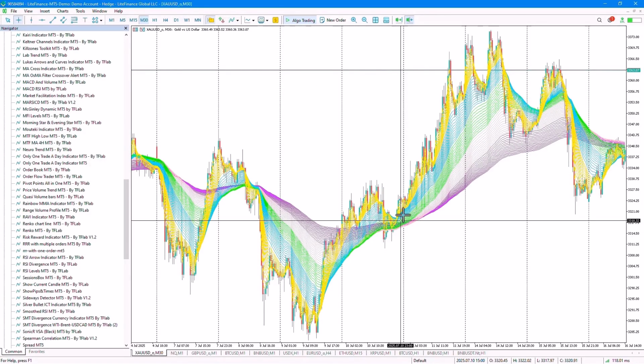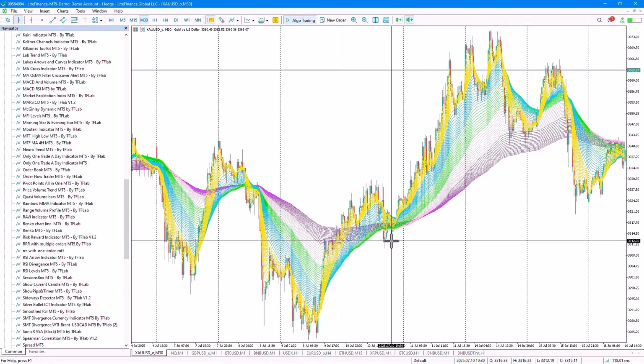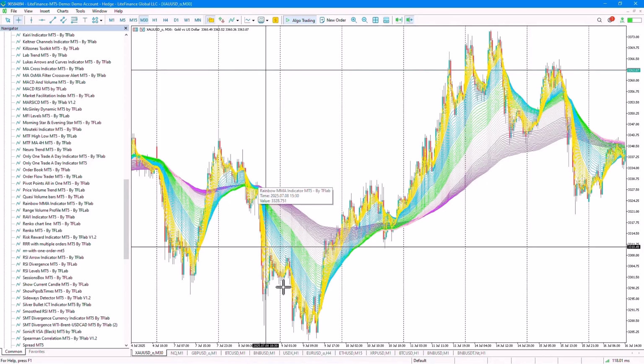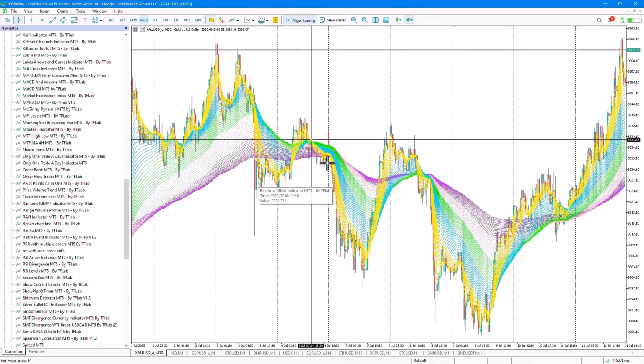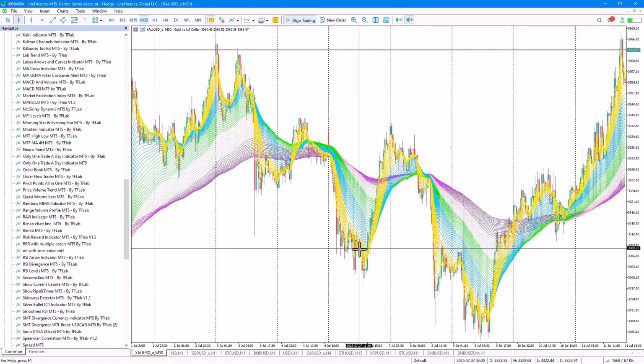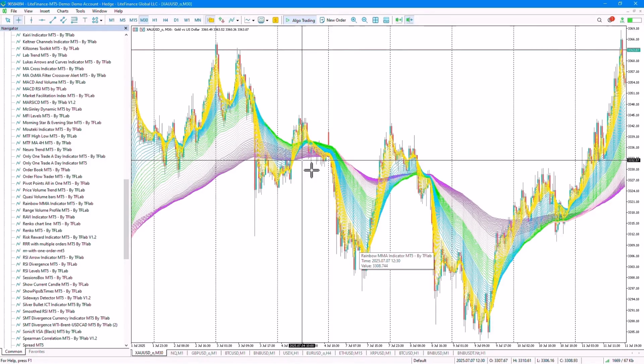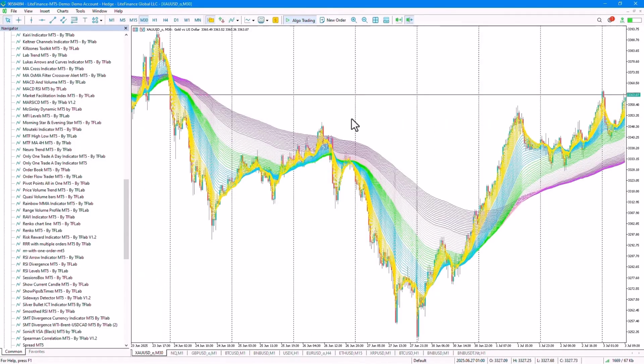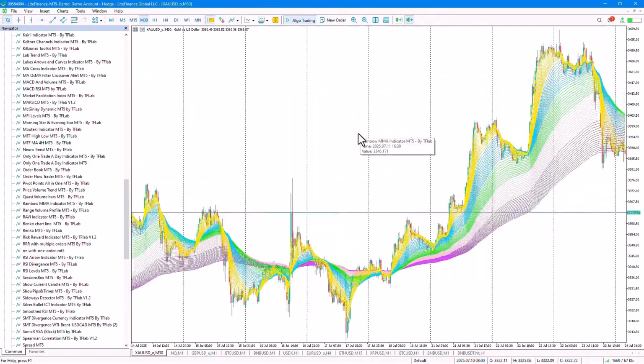But in other areas, we see that with a cross and a pullback, we can enter a buy position, with a cross and a pullback, enter a sell position, with a cross and a pullback, enter a sell position again. In this way, we can identify price trends and enter positions based on trading opportunities.